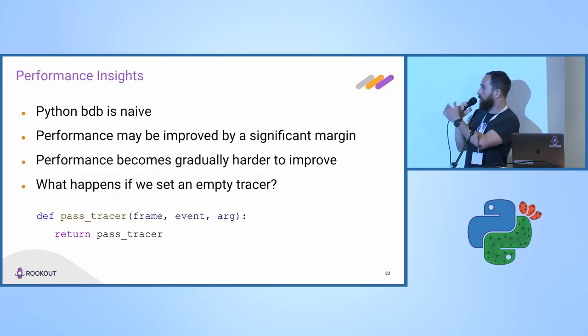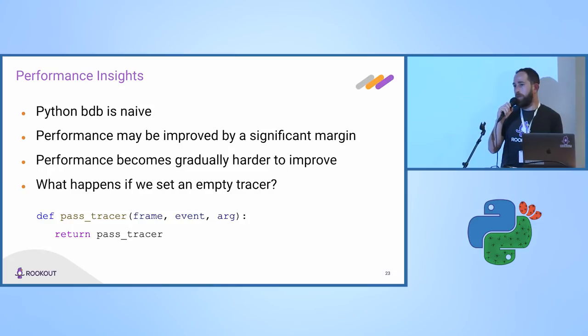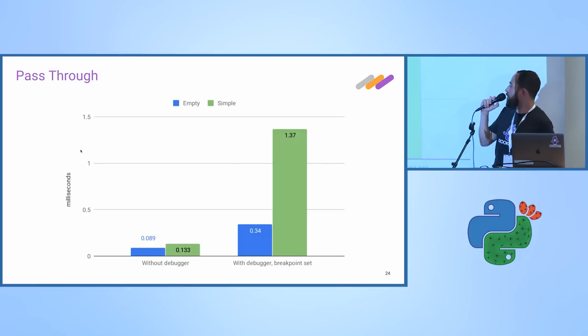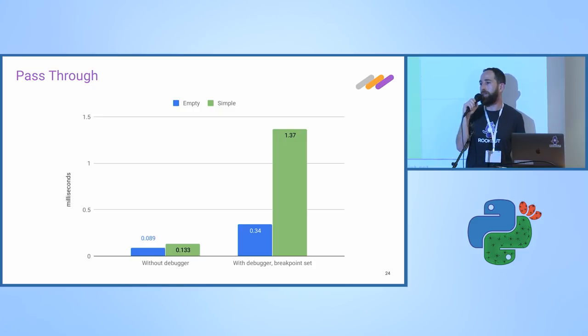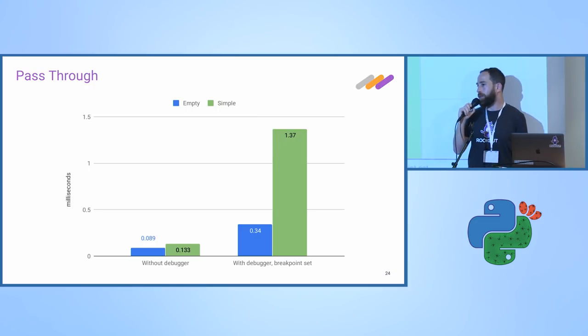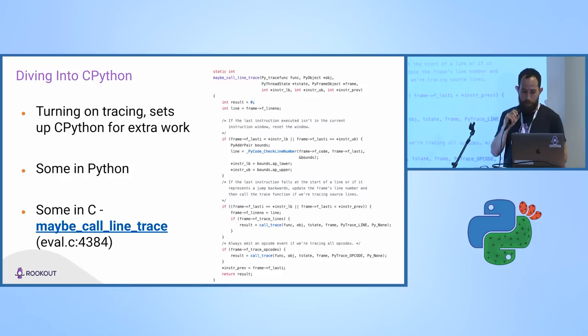What happens if we install an empty tracer that does nothing but return? What's going to be the overhead for that? And that simple test gave us this result. That's 4 times to 10 times slower once you activate local tracing. And at this point, we started figuring out tracing might not be the way to go. We might never be able to make tracing fast enough for production use.